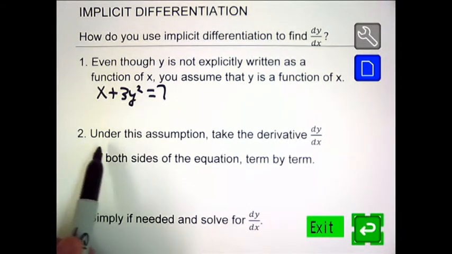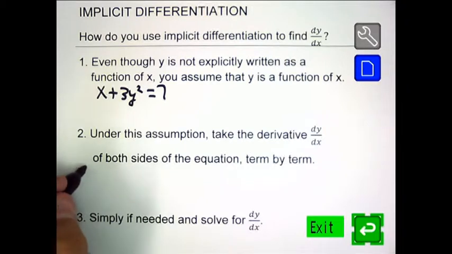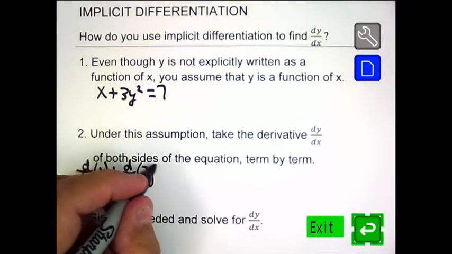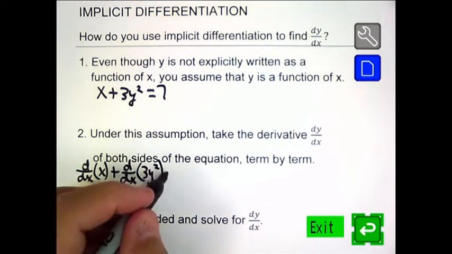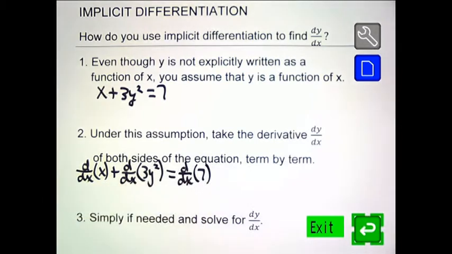Once you make that assumption, and under that assumption, you take the derivative dy over dx of both sides of the equation term by term. So for this particular equation, just to continue the example, if I take the derivative of both sides, I'm going to take the derivative of the first term, I'll take the derivative of the second term, and I'll take the derivative of the one term on the other side. Again, I don't want to get too caught up in the details right now, but that's the process.